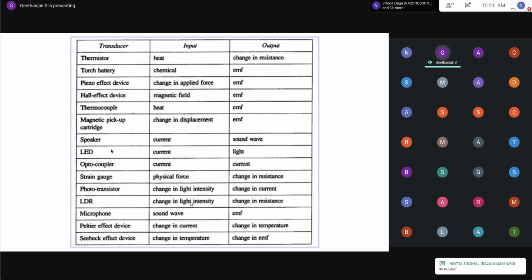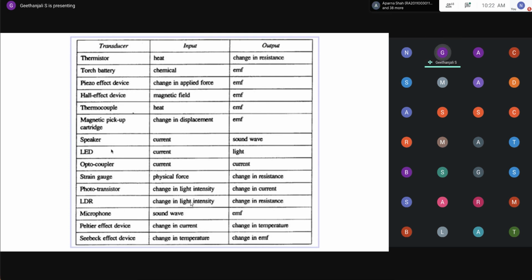Next one is Hall effect device. The input here is magnetic field, output is EMF. Next important one is thermocouple. In the thermocouple, the input is heat, output is EMF. The next one is the magnetic pickup cartridge. Here the input is change in displacement, so the output is EMF. Next one is speaker. The input is current, output is sound wave. Next one is LED. The input is current, output is light. Next optocoupler. Input is current, output is current.